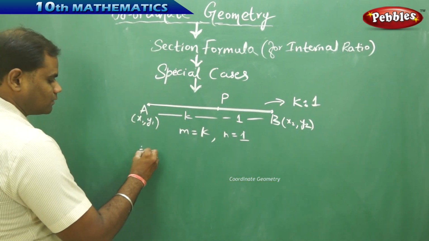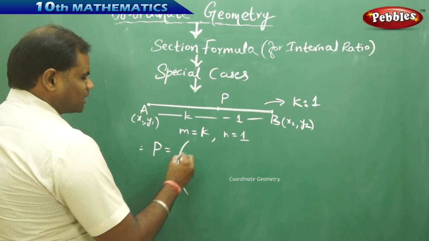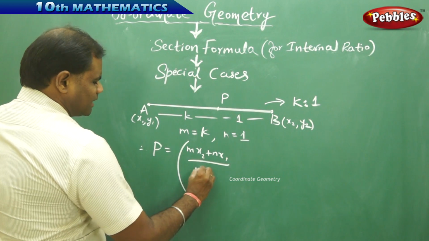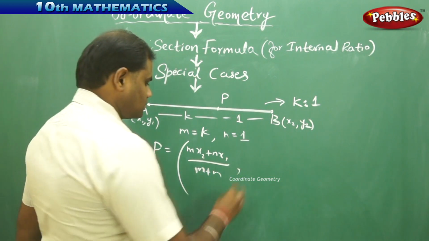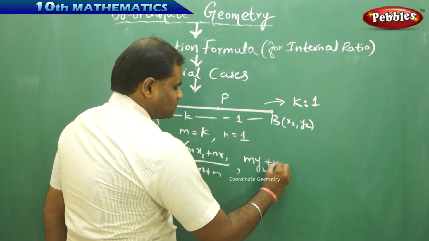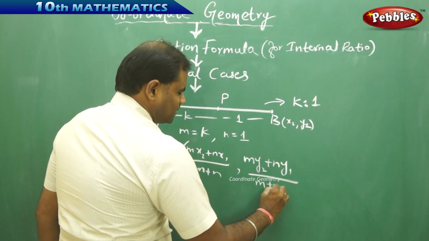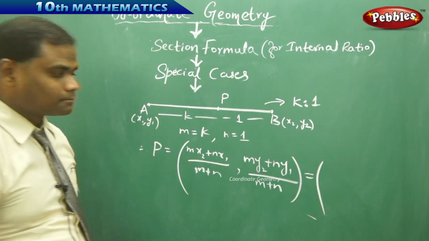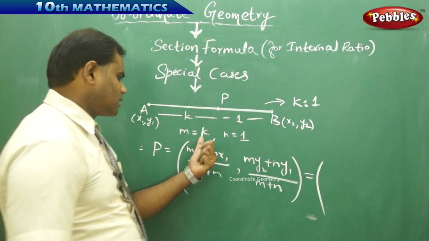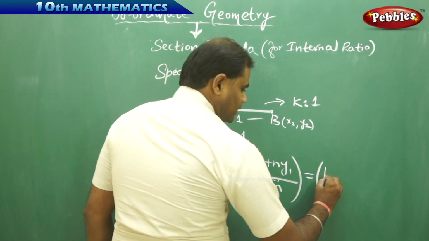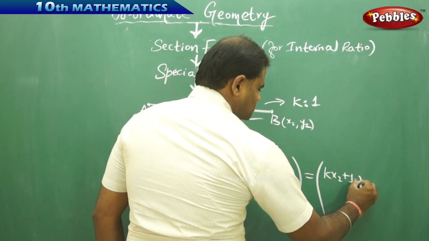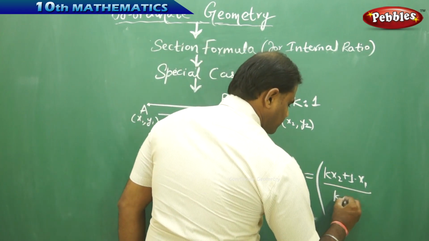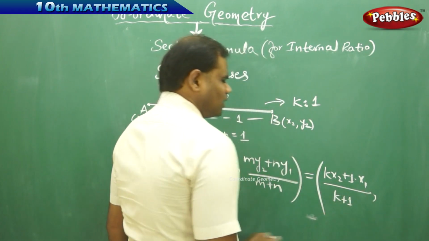Therefore, my formula, which says the coordinates of P are (mx2 + nx1)/(m + n), and similarly (my2 + ny1)/(m + n), reduces on substitution of m equal to k and n equal to 1. When I substitute m equal to k, I get kx2 plus 1 times x1, because n is 1, over m plus n, which reduces to k plus 1.